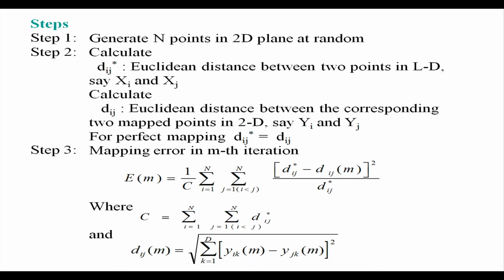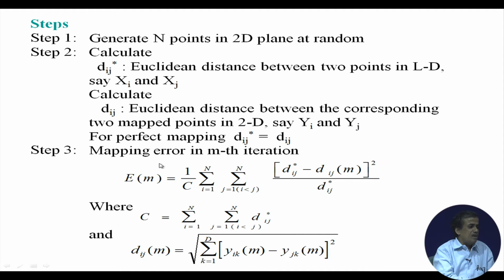Now, step 3. As I told, there will be some mapping error and you cannot get the error free mapping. Now, this mapping error in mth iteration, denoted by Em, is represented as 1 divided by C, capital C, summation i equals 1 to n, summation j equals 1 to n, i less than j, then this particular expression (Dij star minus Dij m) square divided by Dij star.